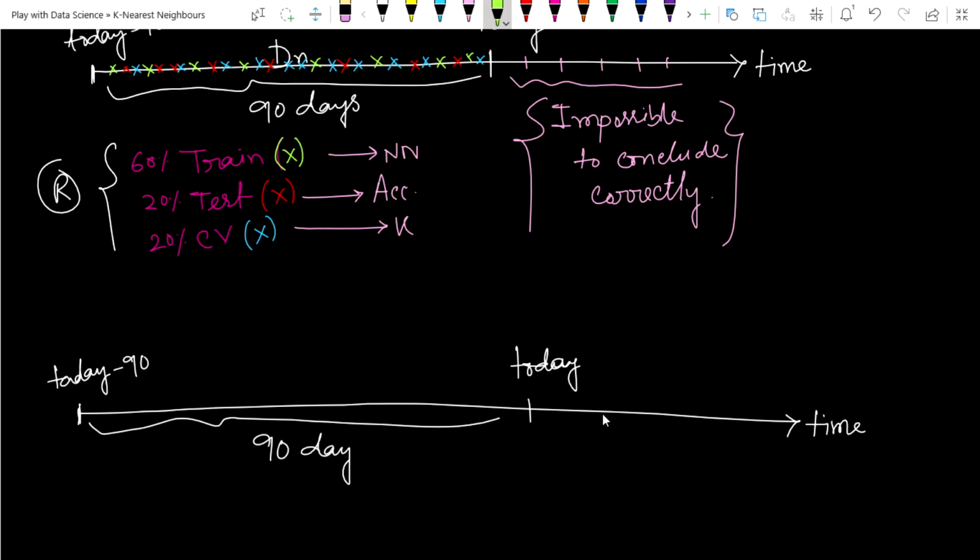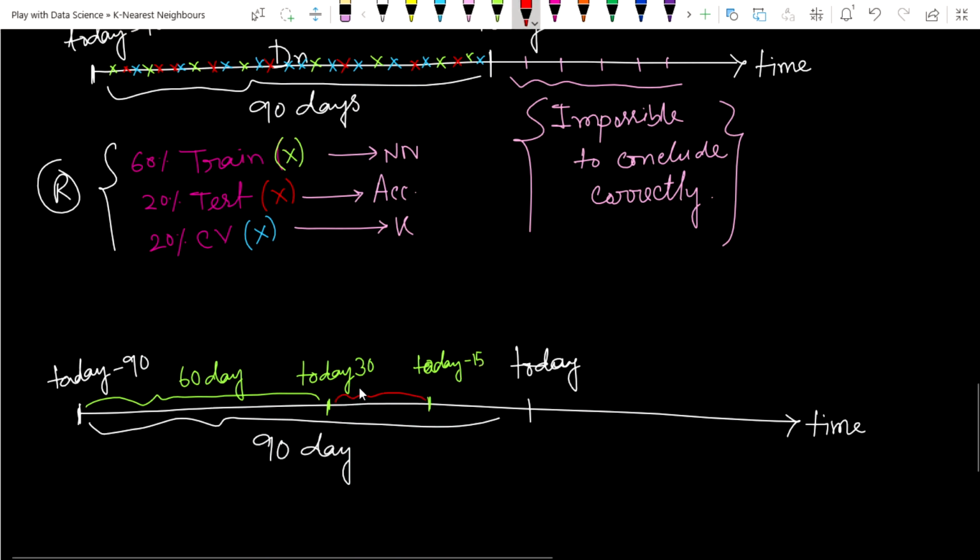We have the timestamps, so the oldest 60% of the data is considered our training data. This will be up to today minus 30, which is 60 days of data. We collect those 60 days as our training data. Then from today minus 15, we take 15 days of data as our cross validation data, and the most recent data we take as our test data.